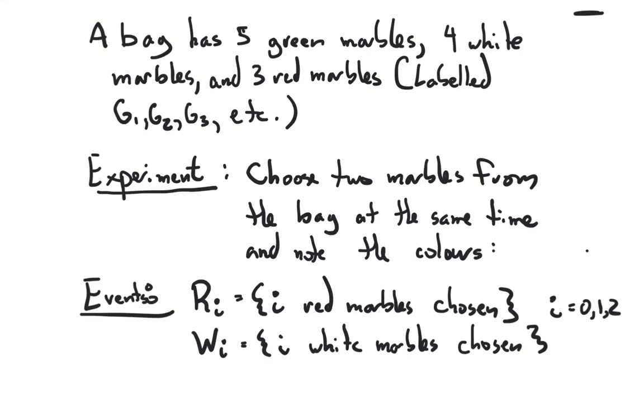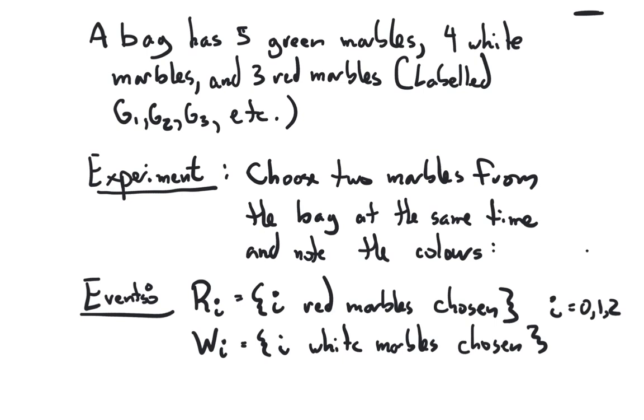In this video, I want to talk a little bit about probability, and I want to go over some examples that talk about conditional probability. So let's talk about an experiment here. You have a bag of marbles, and in this bag there are 5 green, 4 white, and 3 red marbles, and each of these are labeled. Let's say there's a G1 on the green marble, G2 on the second green marble, G3 on the third green marble, etc. So they're all distinct.